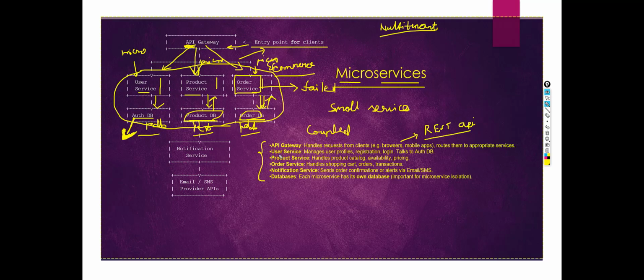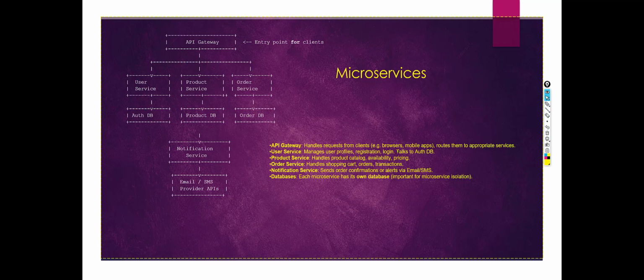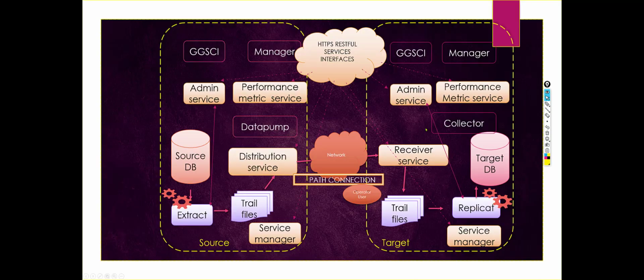Coming to all the different services, we have user service, product service and order service. User service is responsible for managing all the authentication details. Product service handles the product catalog, order service handles the order details, and notification service handles SMS and email. We have different databases for each and every microservice. Likewise, Oracle GoldenGate has different services for each specific set of tasks. Now we'll see those components.